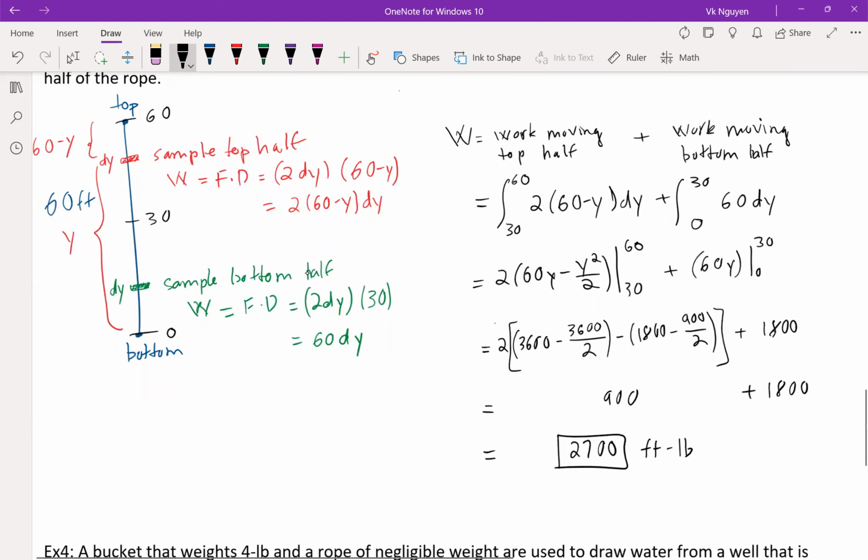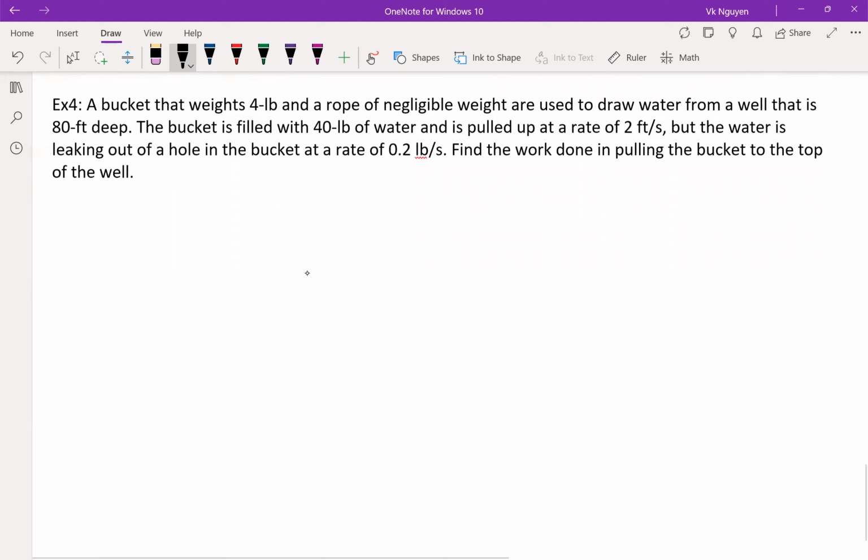One more. Example 4. A bucket that weighs 4 pounds and a rope of negligible weight are used to draw water from a well that is 80 feet deep. The bucket is filled with 40 pounds of water and is pulled up at a rate of 2 feet per second. But the water is leaking out of a hole in the bucket at a rate of 0.2 pounds per second. Find the work done in pulling the bucket to the top of the well.